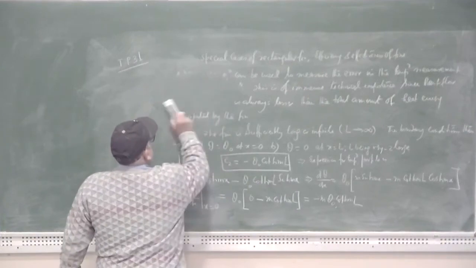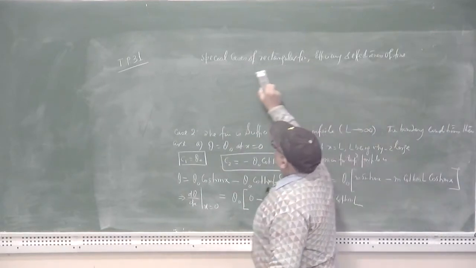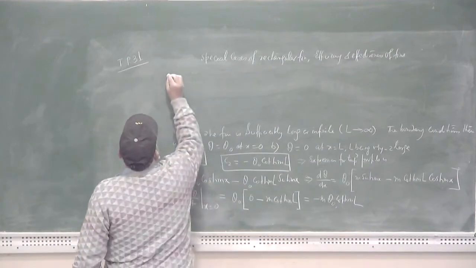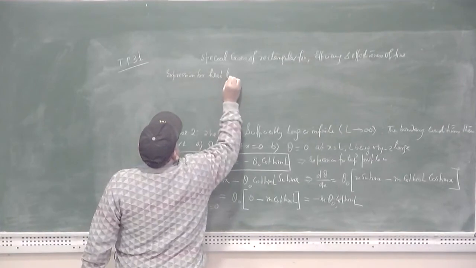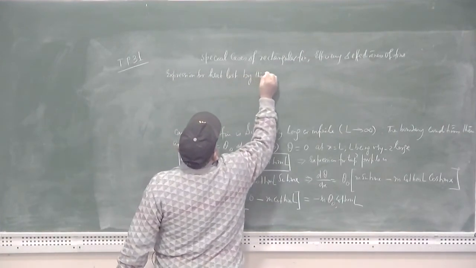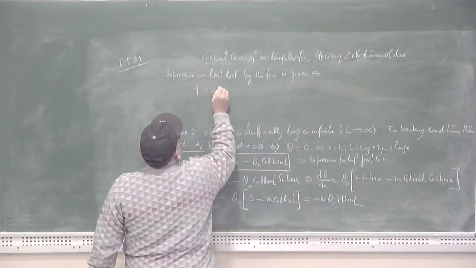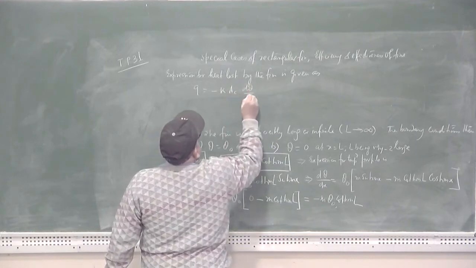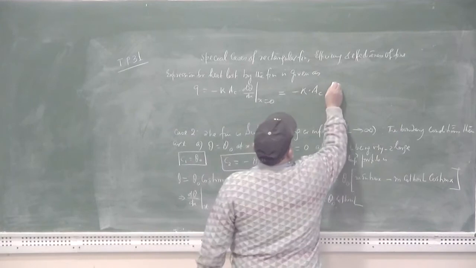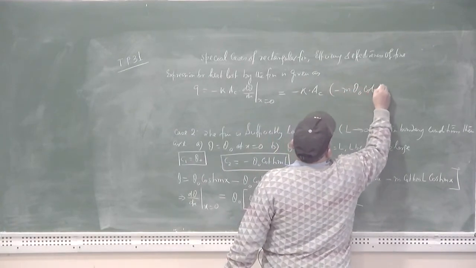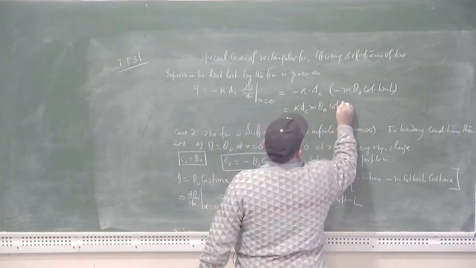So, the expression for heat lost by the fin is given as Q is equal to minus K into AC into d theta by dx at x equal to 0, that is equal to minus K into AC into minus m theta 0 cot hmL, that is equal to K AC m theta 0 cot hmL.